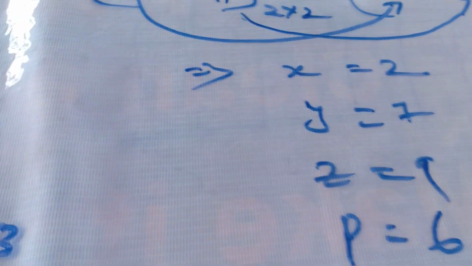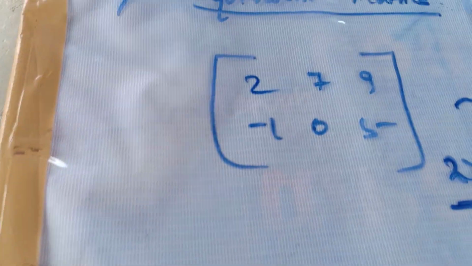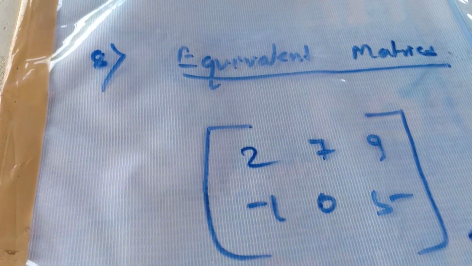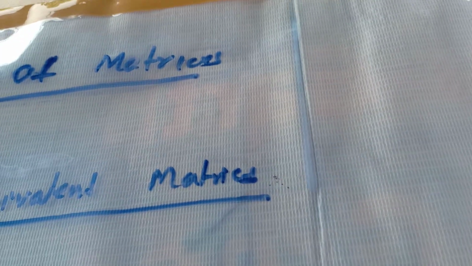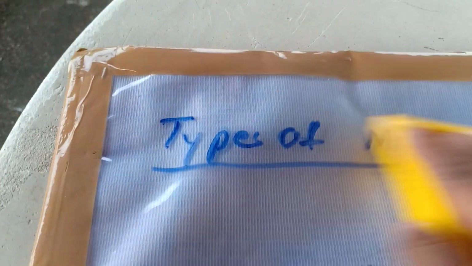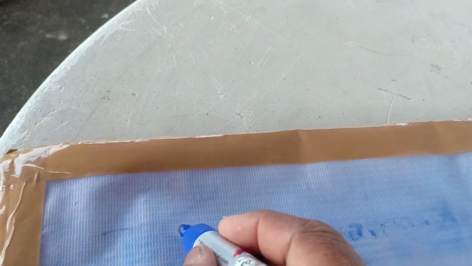So we'll continue now with another concept, that is operation of matrices. I hope I have made clear all the types of matrices, starting from row matrix, column matrix, singleton matrix, scalar matrix, diagonal matrix, unit matrix, and also equivalent matrix and equal matrices. Let us go to operation of matrices.